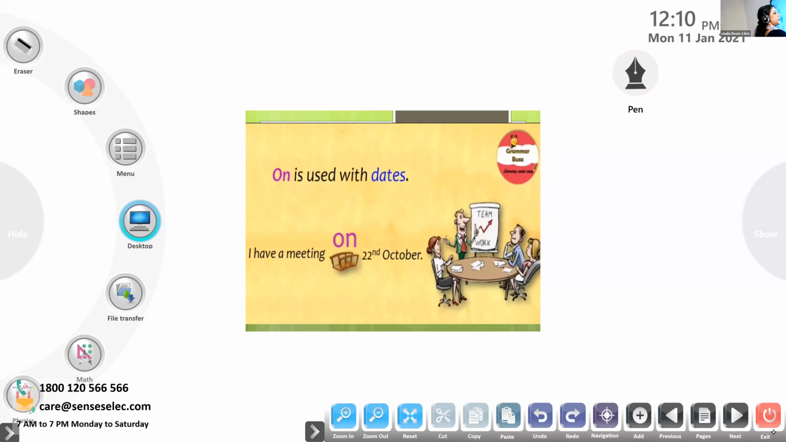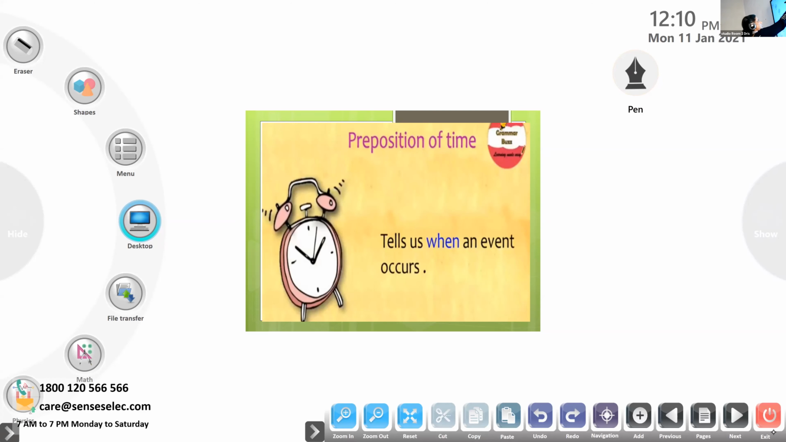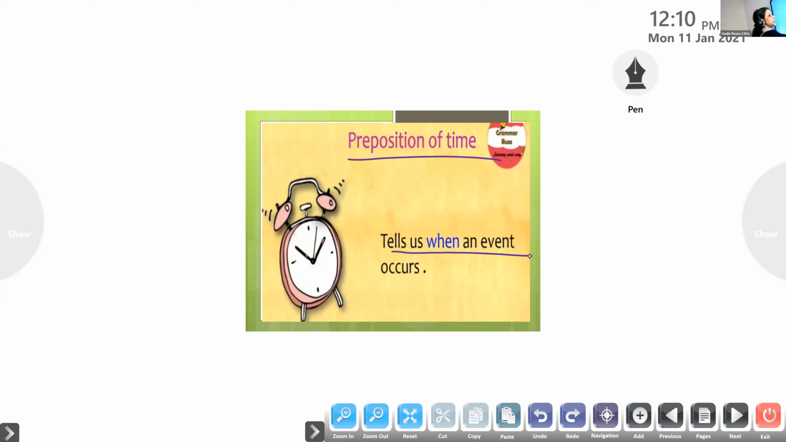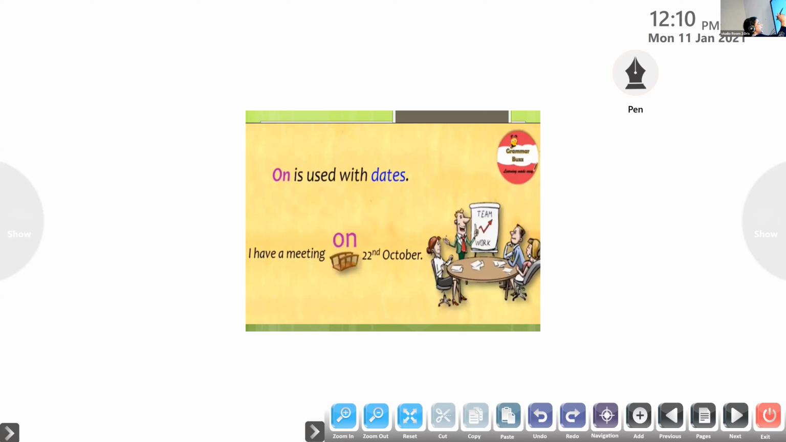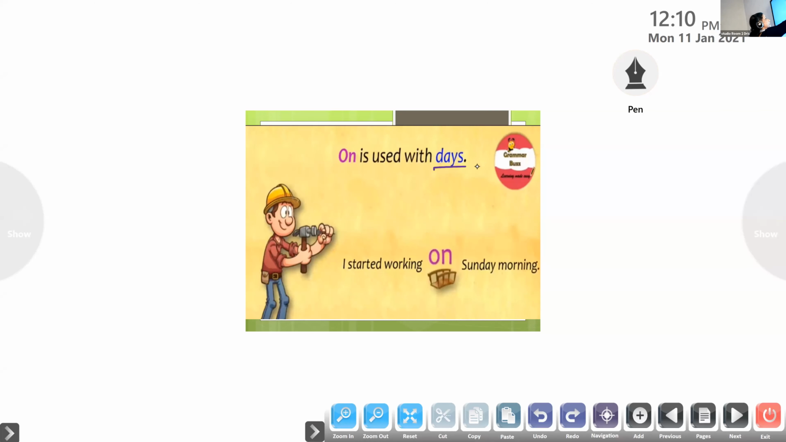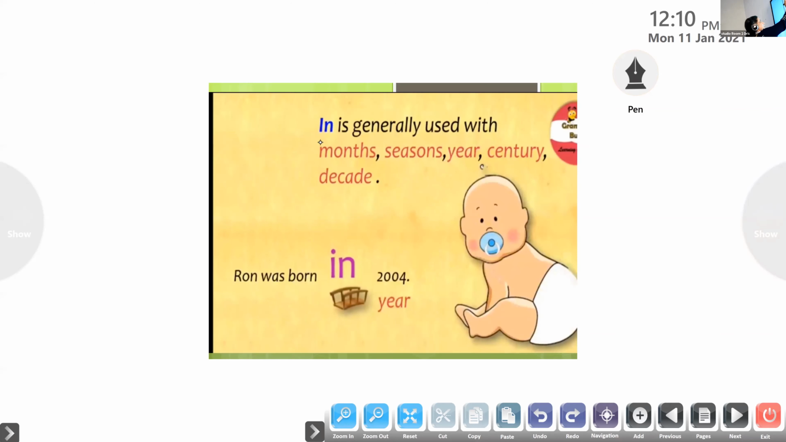So all these we have already spoken about. Prepositions of time tell us the time when an event occurs. So these are the prepositions we have already learned. On is used with dates, for example the date 22nd October, and is also used with days, on Sunday morning. And we spoke about in. In is generally used with month, season, year.